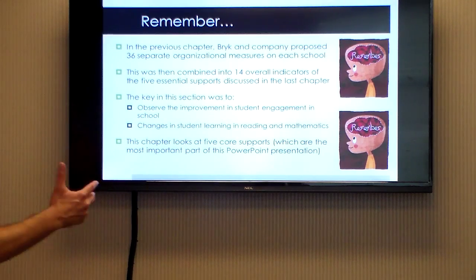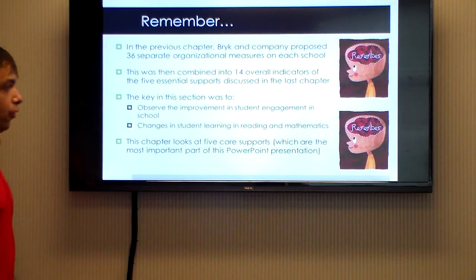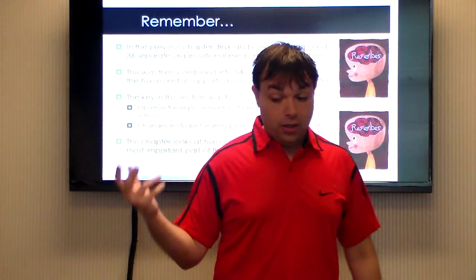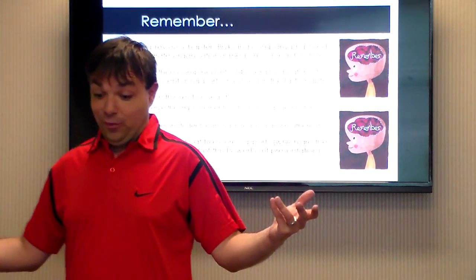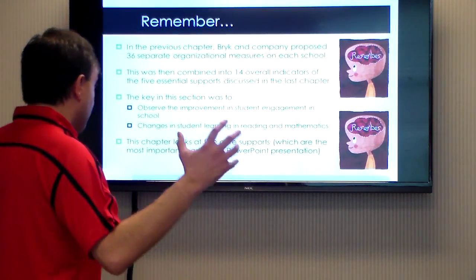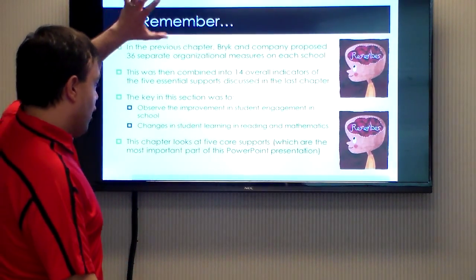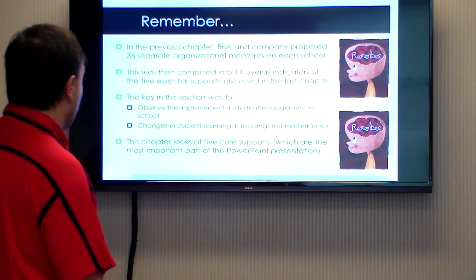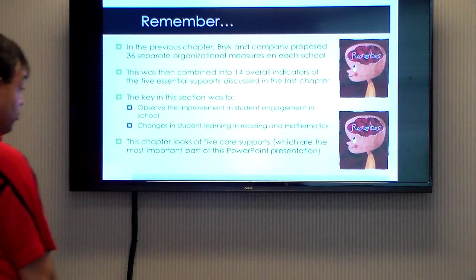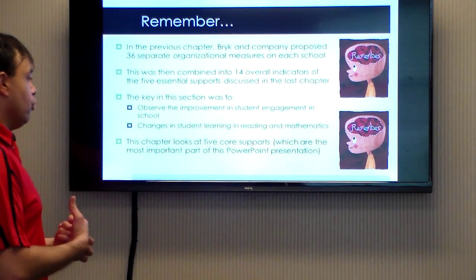Last chapter, Bryk looked at 36 separate organizational measures. As I said when we did that lecture, you're not going to look at all 36 organizational measures in your schools. You're going to take a few of them. But the big thing was we changed those into indicators. We looked at the supports. And basically now we're looking at how student engagement improved and changes in student learning.